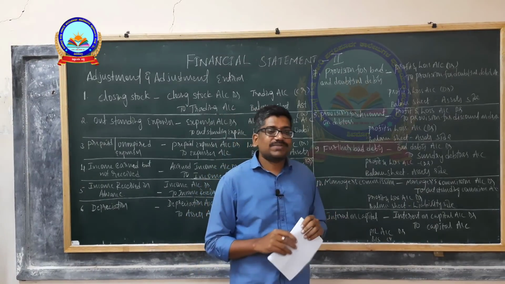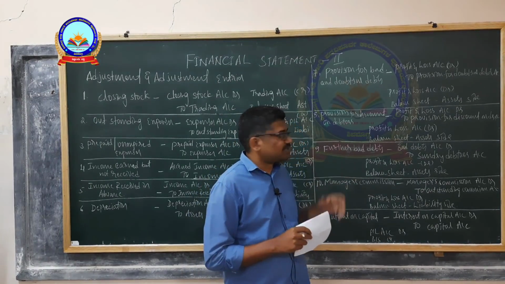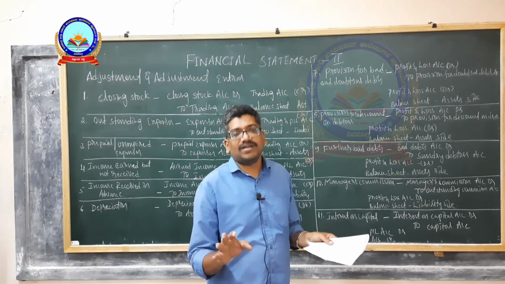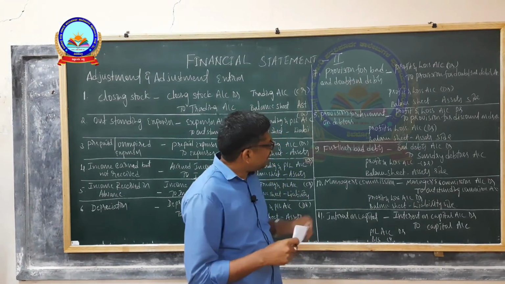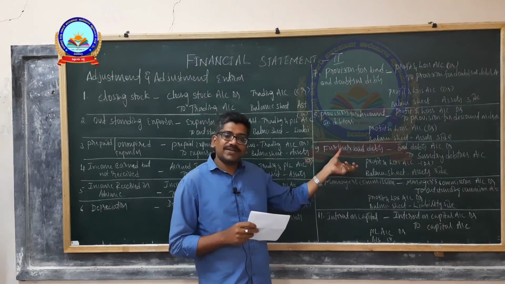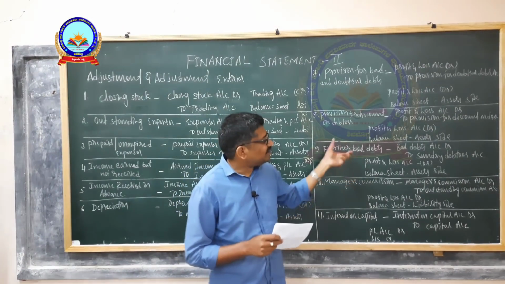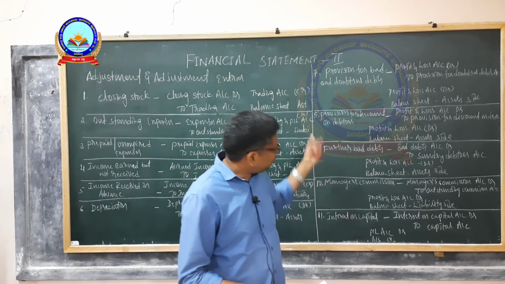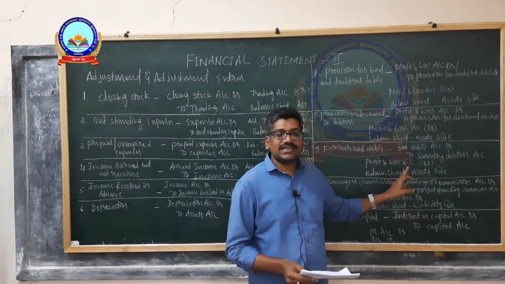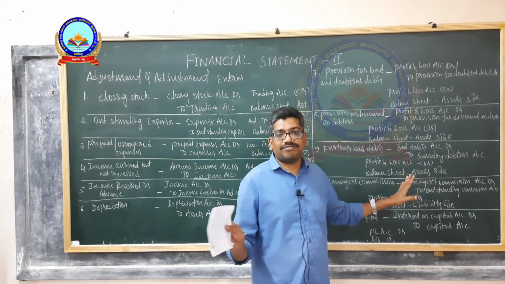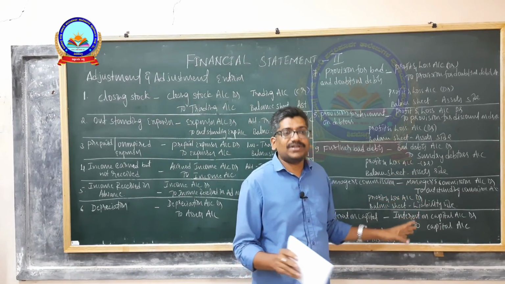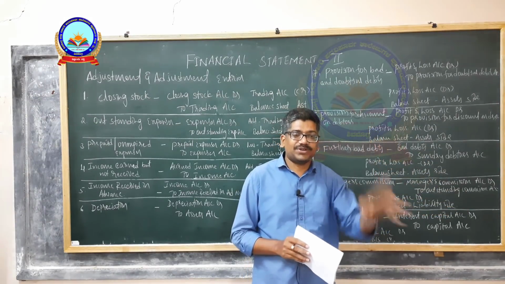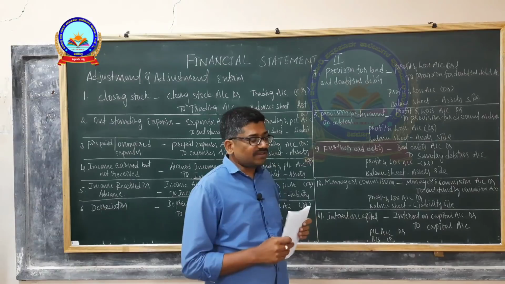Next, further bad debts. This is one more concept. Some amount has already been treated as bad debts during the period. By the end of the accounting year, the business will once again try to recover the amount from debtors. If the debtors say they are not able to pay the amount, it is treated as further bad debts. The amount they are not able to pay is the further bad debts.